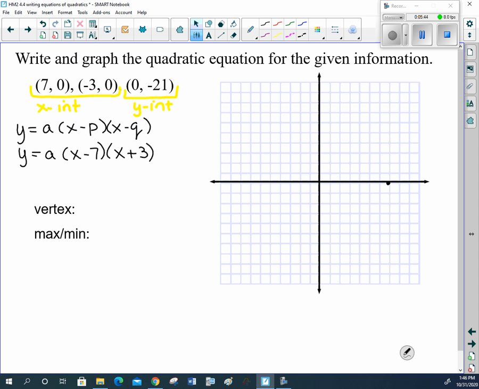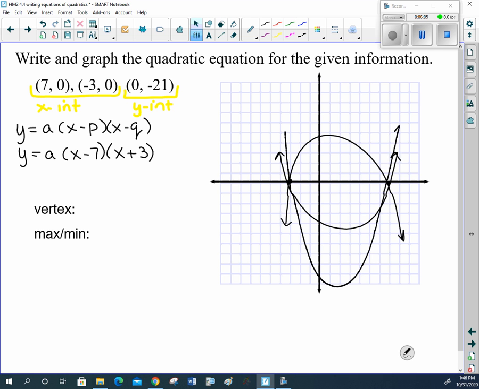You can't just sketch it, because the problem is if I only have two x-intercepts, I don't know if my graph is really shallow. I don't know if it opens up or down. Maybe my graph is really steep, so maybe it goes down here like this. To get that information, you're going to need another point. You have to have at least 3 points to write the equation for a parabola, unless one of the points is your vertex. I don't have the vertex, so I'm going to need another point.